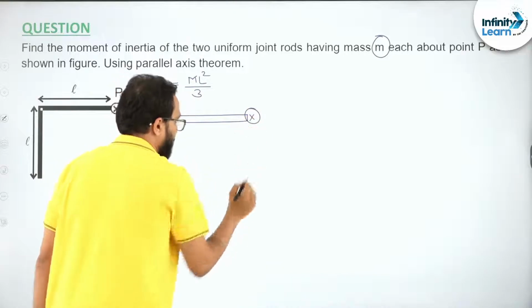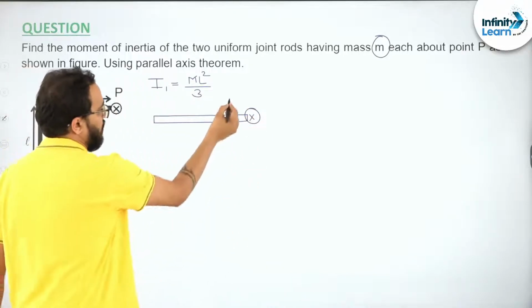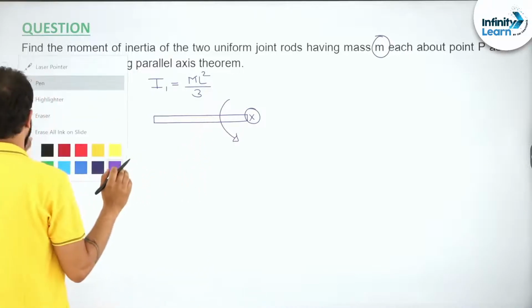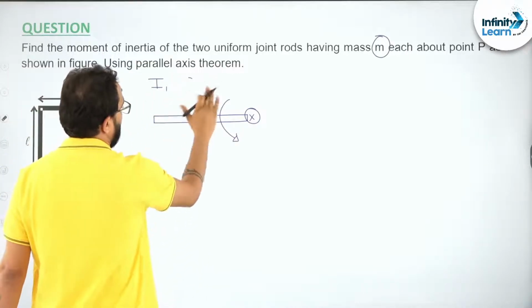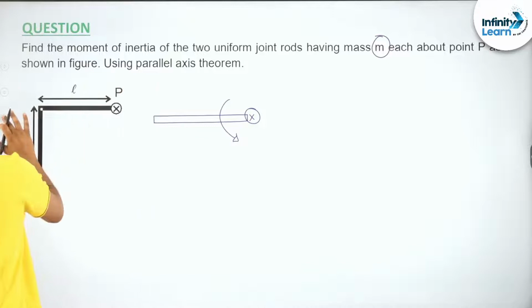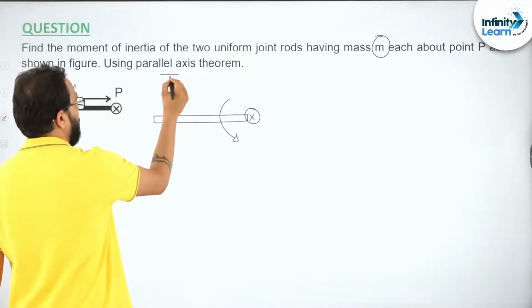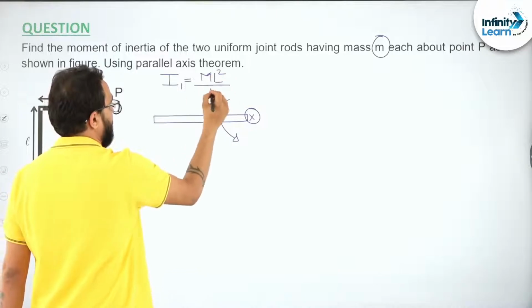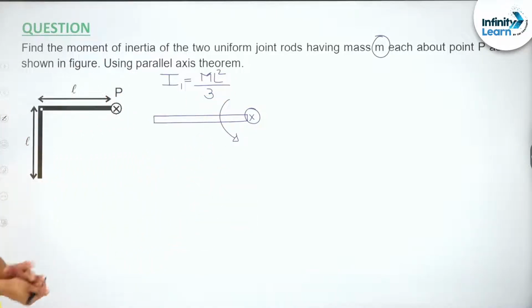I am talking about this axis. Everybody knows how it's going to rotate. It's going to rotate like this. So what is the moment of inertia? You will say, sir, ML square by 3. So there is no dispute or no doubt over this, right? So I1 I can say is ML square by 3. This is point number one.